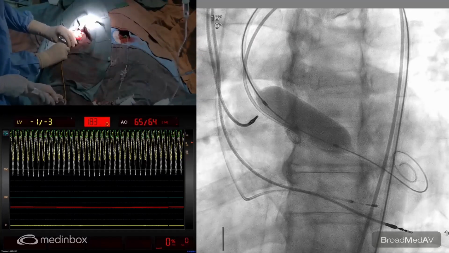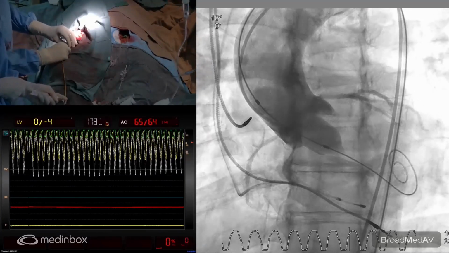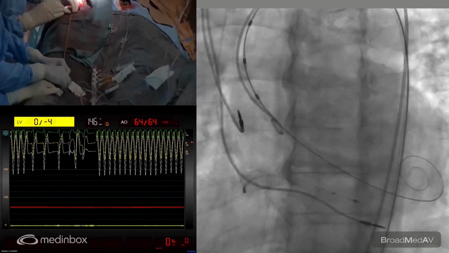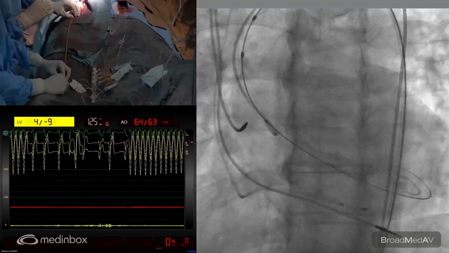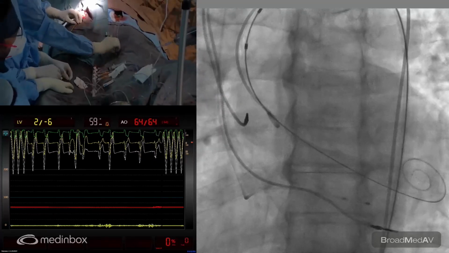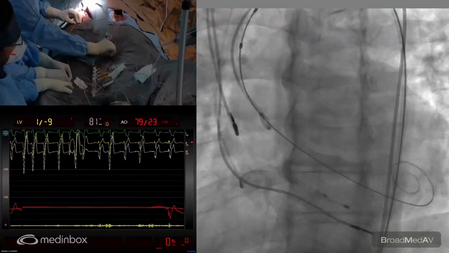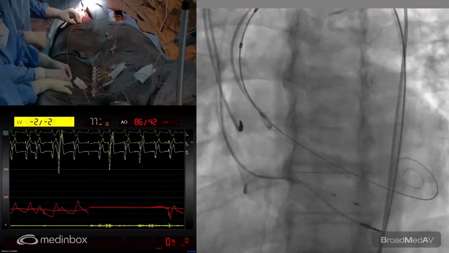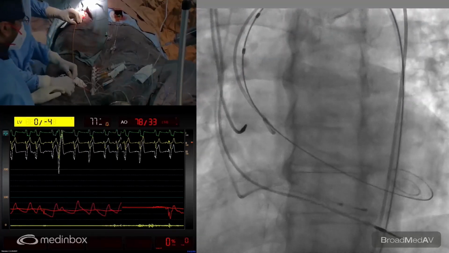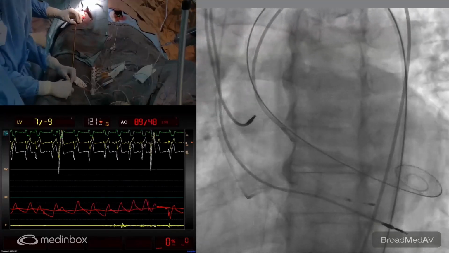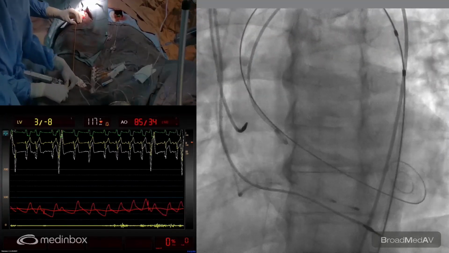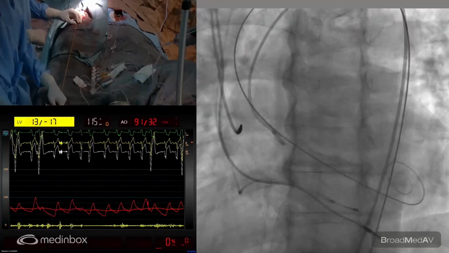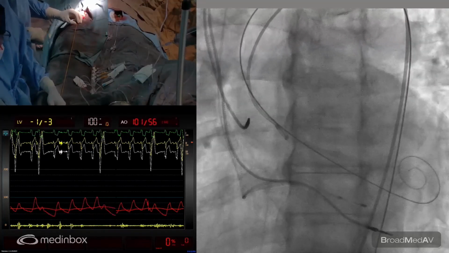And there's enough room there, so there's no big problem there. Stop pacing slowly. Okay, very good. We'll draw the balloon out. Okay, let's get the balloon. Draw the balloon back. Cusp overlap. Patient is stable. Pressures are good.